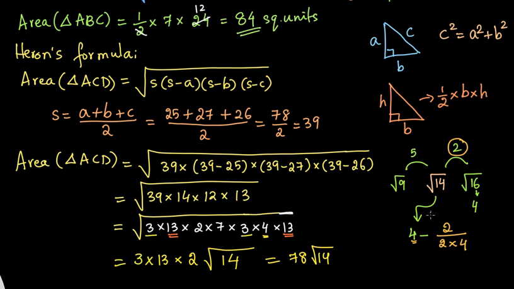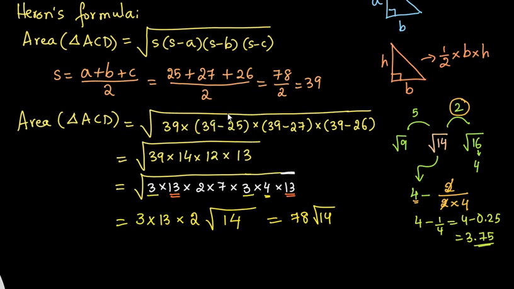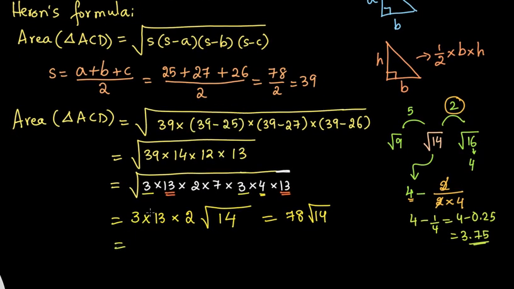So let's try to simplify this. So 2 and 2 can be cancelled out. So we have 4 minus 1 by 4, which is 4 minus 0.25, which is equal to 3.75. So this is very near to the value of the square root of 14. If you take a calculator and check, the value of the square root of 14 is 3.74. So it's very near, isn't it? So we have the area of triangle ACD as 78 times the square root of 14, which is 3.74. And if you solve this, you get the value as 292.5 square units. This is the area of the triangle ACD.